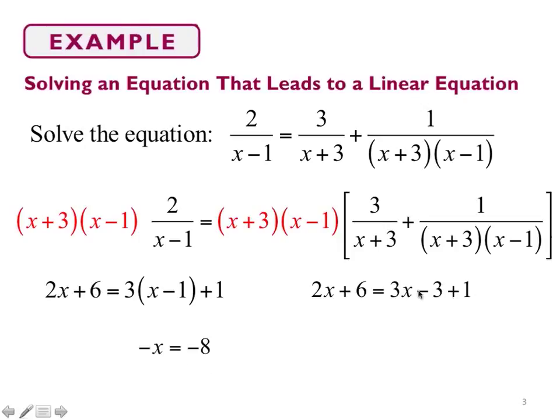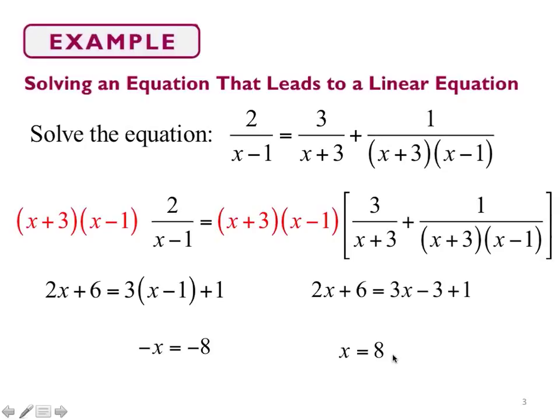And then we want to get all of our x's on one side, all of our numbers on the other side. So it looks like they decided to put the x on the left. So if you subtract 3x from both sides, you get a negative x. And then we subtract 6, and we go ahead and simplify this part, and we get negative 8. So we have negative x equals negative 8. That means that x equals positive 8. So if we multiply or divide both sides by negative 1, we're going to get x equals positive 8.